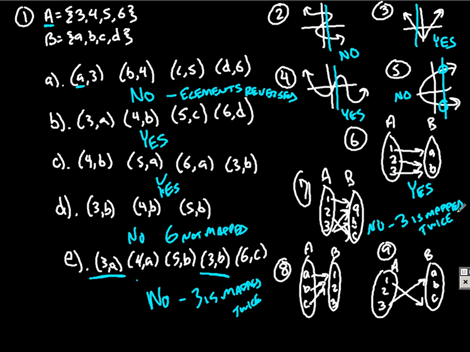Number 8, even though it's all going to the same thing, everything is getting mapped, so we are in good shape. Number 9, no, because 2 is not mapped. 2 is not mapped, so we cannot say we have a function.